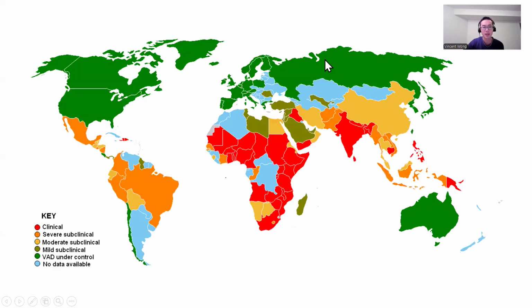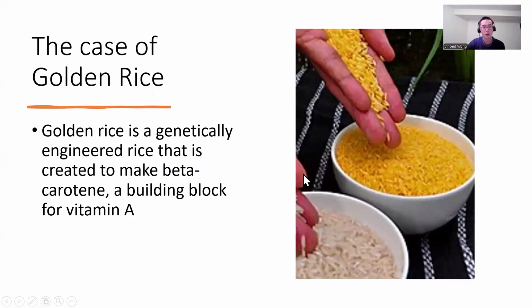What is golden rice? Oh, sorry. Before that, this is just a heat map that shows you where vitamin A deficiency is quite prevalent. So it's not a problem in high-income countries, but it's pretty much a very severe clinical condition in low-income countries, as I've mentioned. So golden rice is genetically engineered rice that is created to make beta carotene, which is a building block for vitamin A.